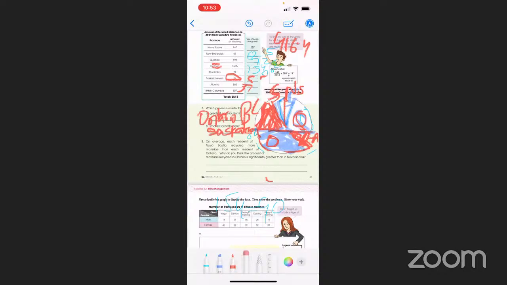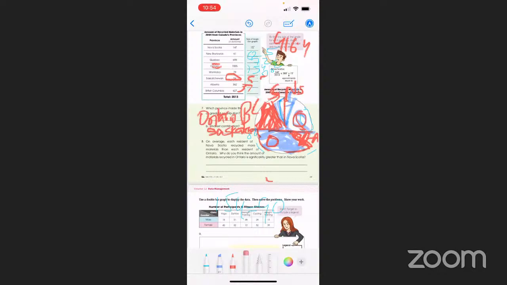Because the graph is basically representing the highest materials being recycled in each of the provinces. So Ontario has the highest, right? Nova Scotia has lower compared to that. Why do you think that is the case? Why do you think Ontario has the highest? What do you see? More people, more jobs? There's more people in Ontario?